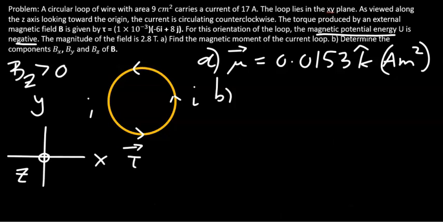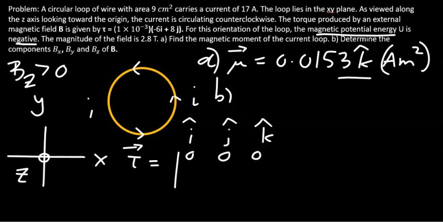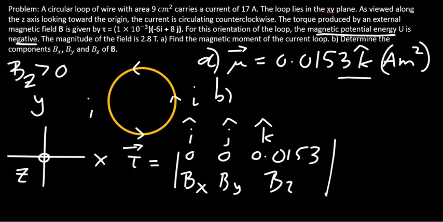Torque is given by a cross product of two vectors. One is the magnetic moment, which we know here has only the Z component. So the I component is 0, the J component is 0, and the K hat component is 0.0153. The second row is occupied by the components of the magnetic field, Bx, By, and Bz.